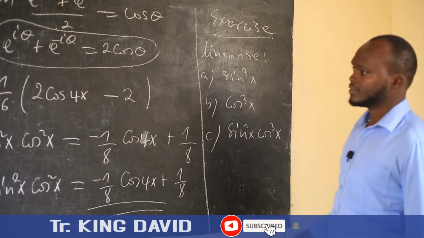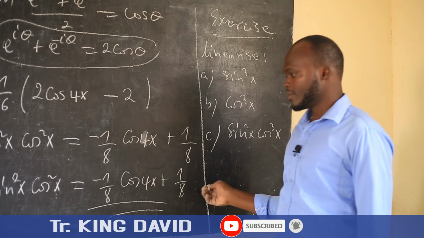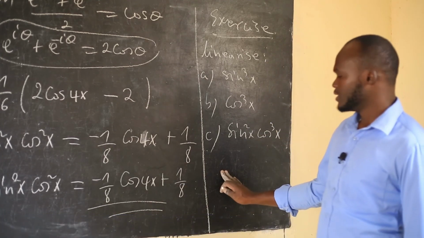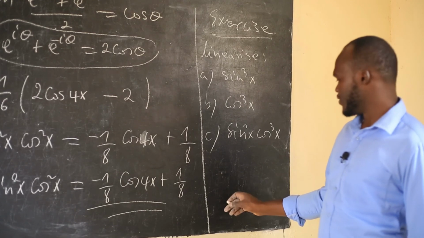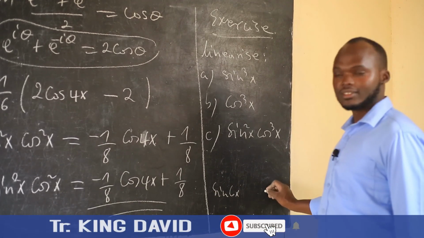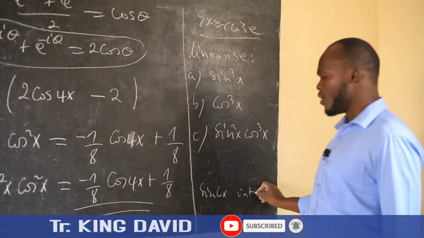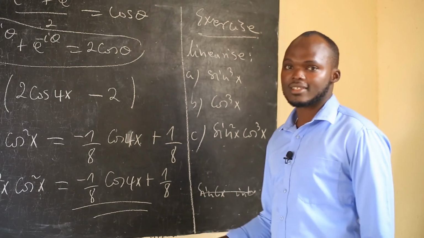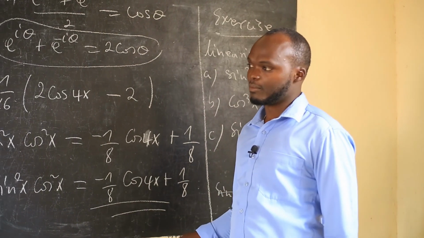So try that one. Then next time we have to see how we can express sine, for example, like sine 6x in terms of sine x or in terms of cos x. So just first do this exercise. We are going to see what will be next.